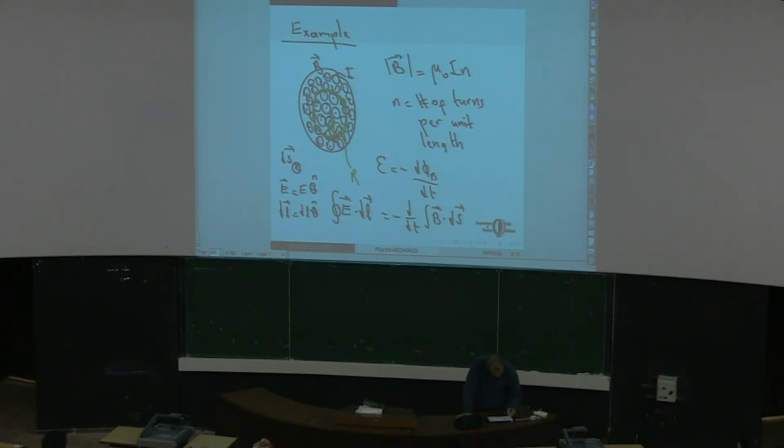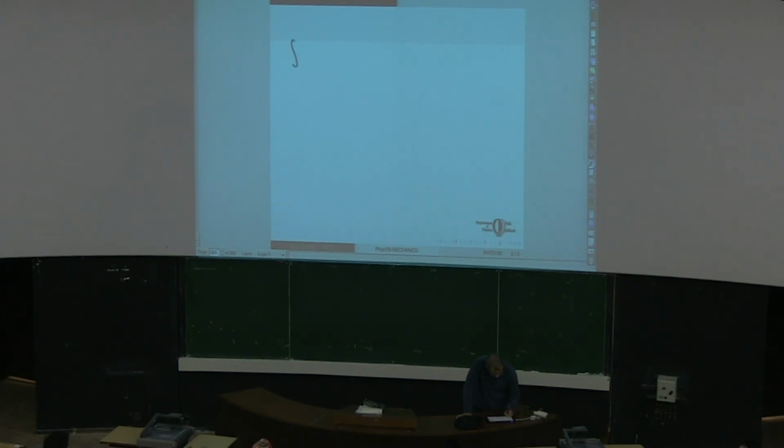So E dot dl around this loop is nothing but E dl. Well, I already said that if we rotate our cylinder around its axis, the magnitude of the electric field shouldn't change. So E is just a constant. I can just take it out. What remains is nothing but the circumference of this ring, E times 2 pi r. This is my integral of E dot dl.